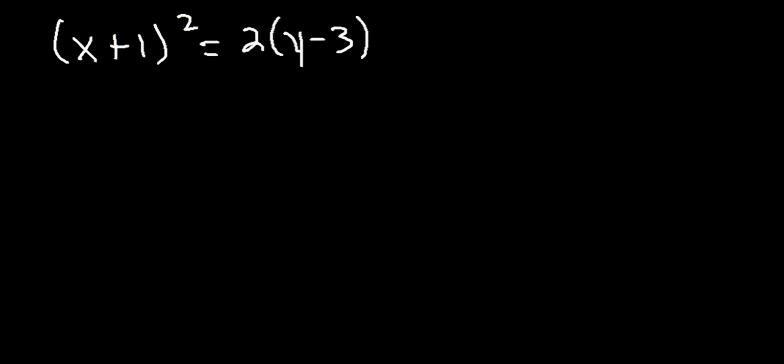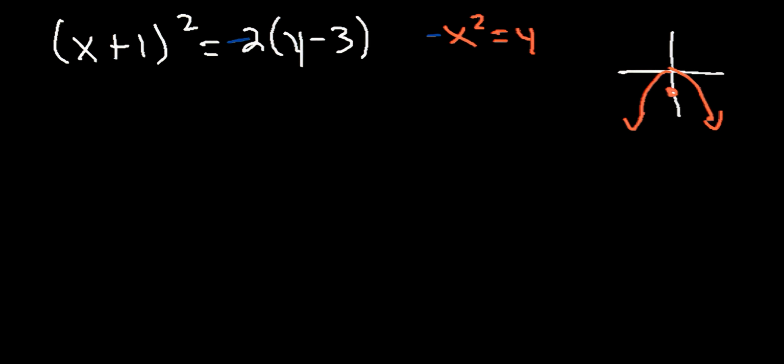So our last example for today, let's try this one. X plus 1 squared. Let's say that's equal to 2 times y minus 3. So here we have the example where x squared is equal to y, or y is equal to x squared. And let's actually add a negative sign. So it's going to open downward. So the focus should be somewhere over here, and the directrix is horizontal this time. So let's find the center. It's negative 1 comma 3.